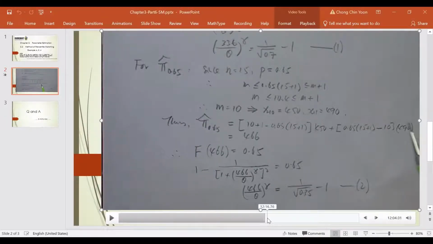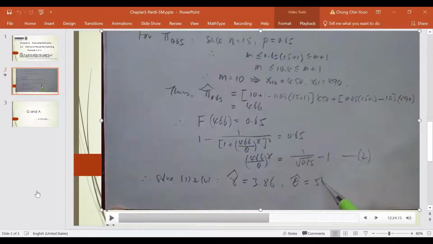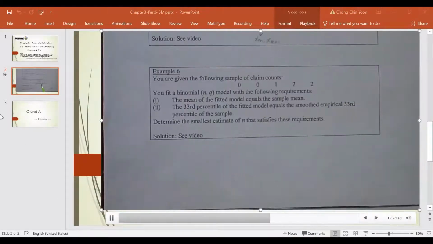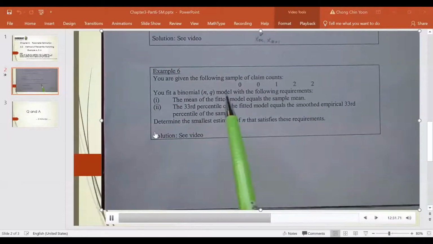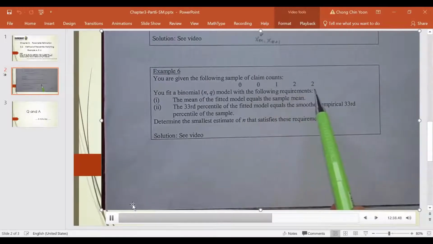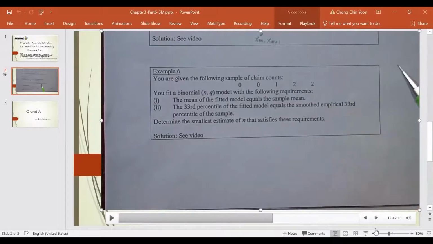So we move to example 6 now. Example 6. You are given the following sample of claim counts, that is 0, 0, 1, 2, 2, which is in non-descending order. Okay, class, this question is very interesting and maybe a bit confusing, so please pay attention.